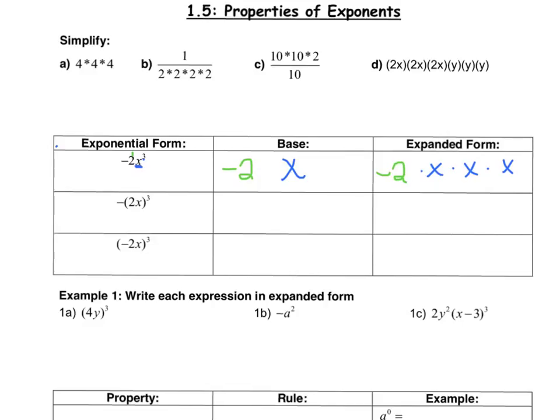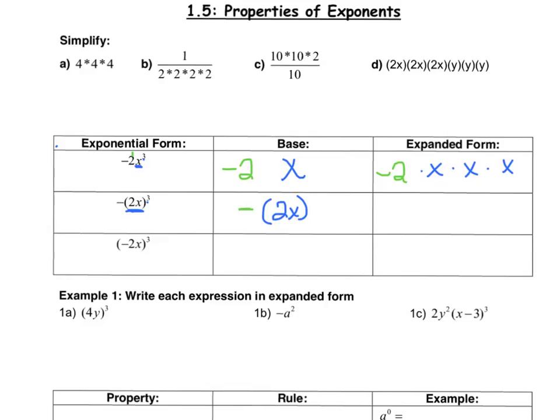We have this 3 right here, and the parentheses around the 2 and the x means that that 3 is connected to all of that. So our base in this case is 2x. And just like they have parentheses around it right there, I'm going to copy the parentheses right there. How many negative signs do we have? Just the one out front.